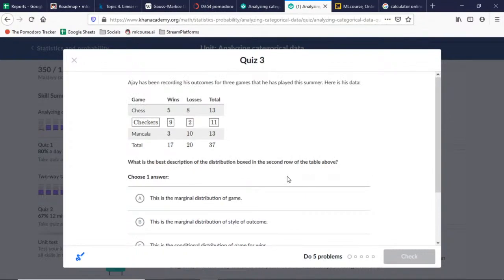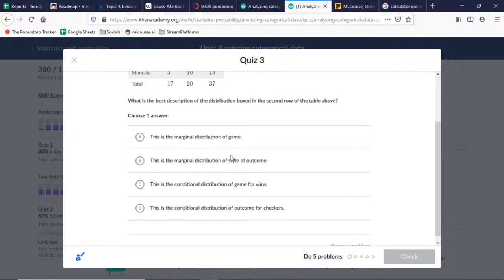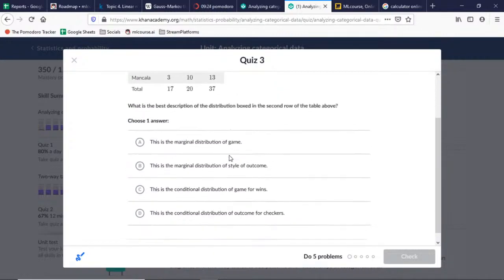Ajay has been recording his outcomes for three games that he has played this summer. Here is his data: chess, checkers, and poker. What is the best description of the distribution? Imagine the distribution of a game. These are the conditions of games, conditions of outcomes.